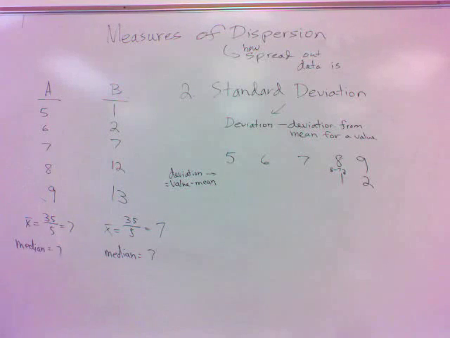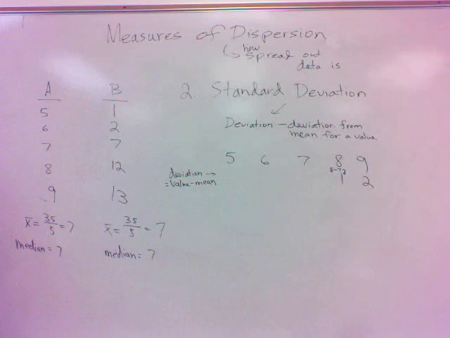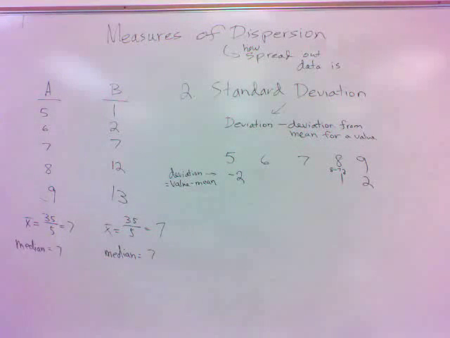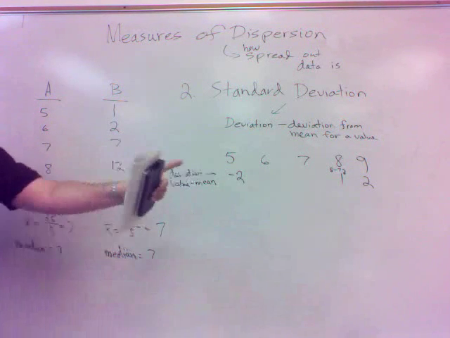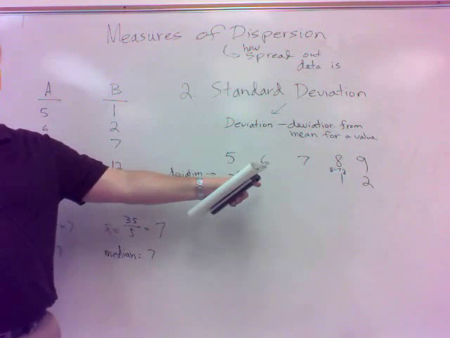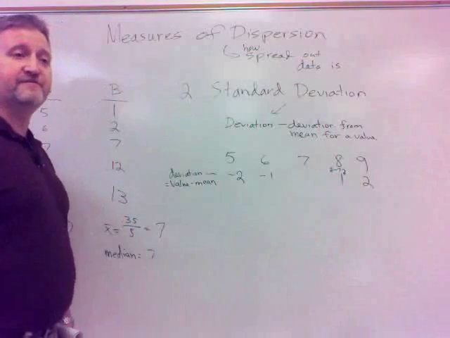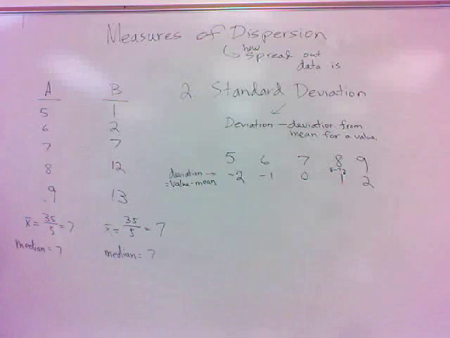Now that's significant here because when I come to 5, what's the deviation of 5? If I do 5 minus 7, I get negative 2. The deviation of 5 is negative because it's below the mean. The numbers below the mean are always going to have a negative deviation. So 6 is negative 1. What about 7? 7 minus 7, so because it's the mean, it's 0 deviation from the mean.